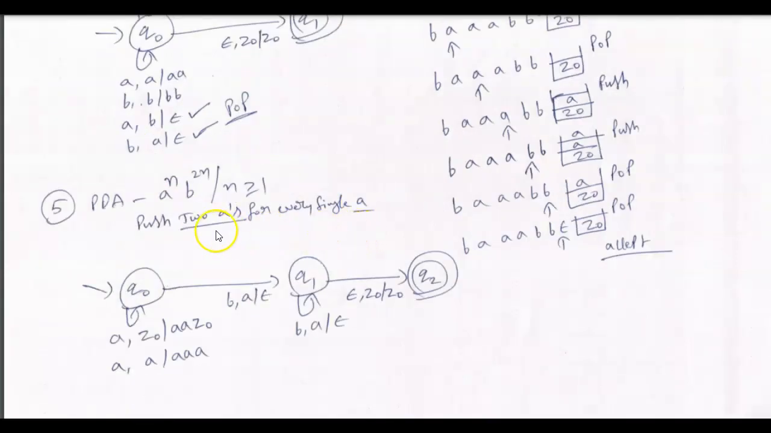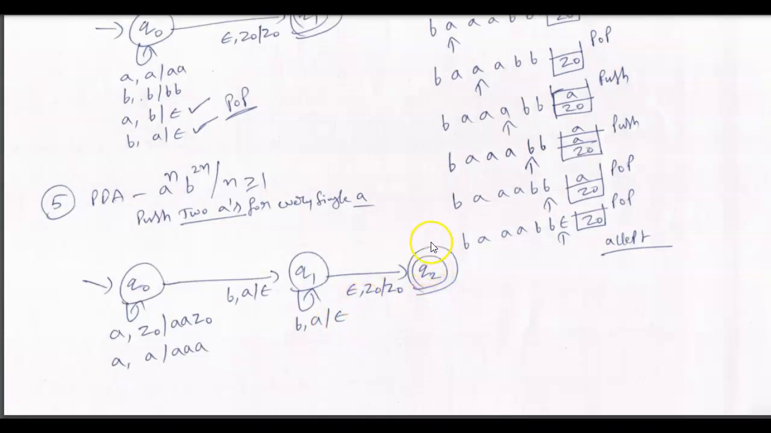Same way for A to the power of N, B to the power of 2N. Here the logic is we push 2 A's for every A that we encounter, and we pop for every B that we encounter. For every A input symbol we push 2 A's. For B we change the state because we are changing the operation from push to pop. Here we are popping the corresponding thing, and this is the final state acceptance.